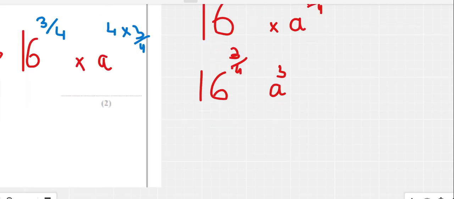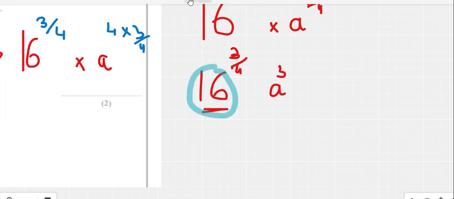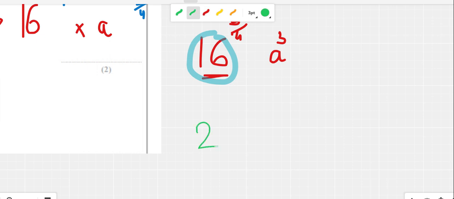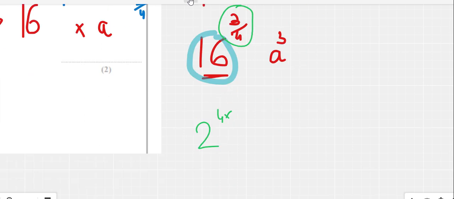Now 16 to the power of 3 over 4. 16 comes in the 2 table, so how many times do we multiply 2 to get 16? 2 times 2 times 2 times 2 is 16. If you multiply 2 four times with itself, it gives you 16. So I can change 16 into 2 to the power of 4. And 16 was already having a power, which is 3 fourths, so I will write 3 fourths here in red color. Then times a to the power of 3.